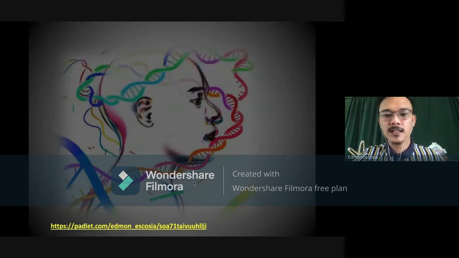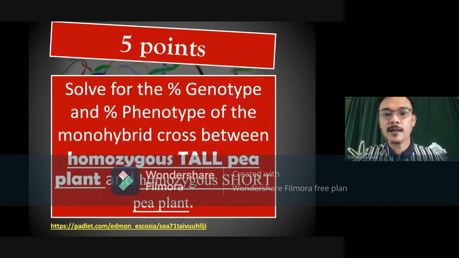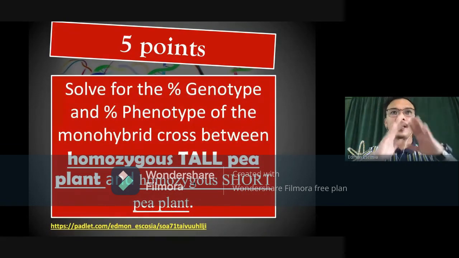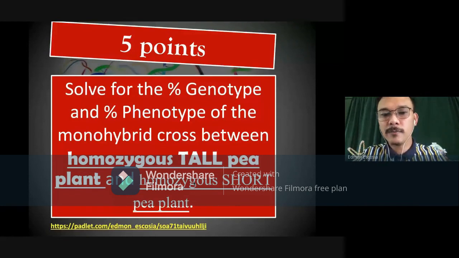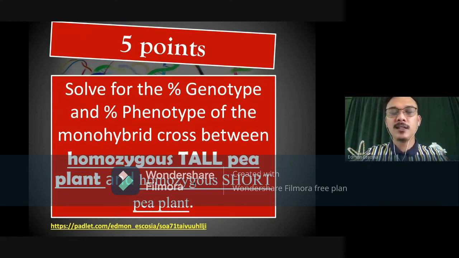Don't worry, this is just a simple test. This is just a 5-item. Again, this is recorded, and make sure you are going to use a clean sheet of paper. On a clean sheet of paper, you are going to solve for the percentage genotype and percentage phenotype of the monohybrid cross between homozygous tall pea plant, please use capital letter T for tall, and homozygous short pea plant, please use small letter t.